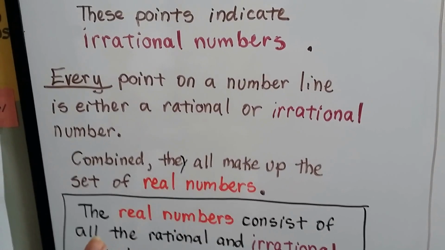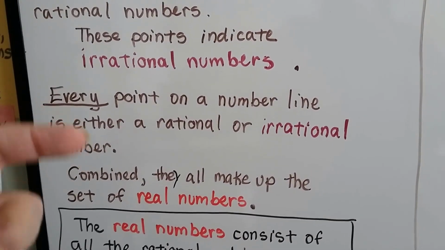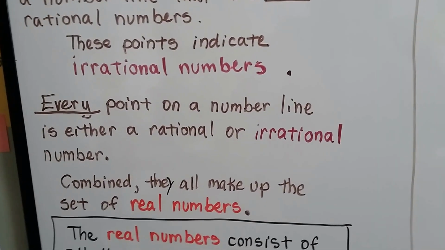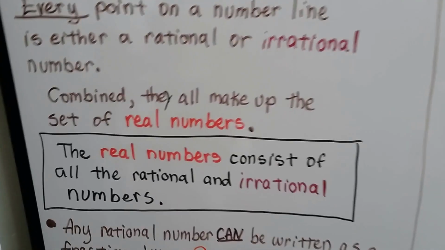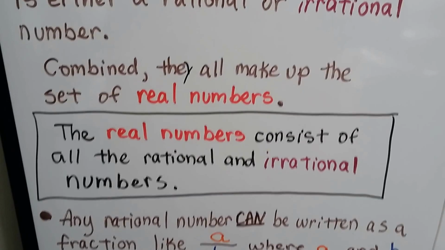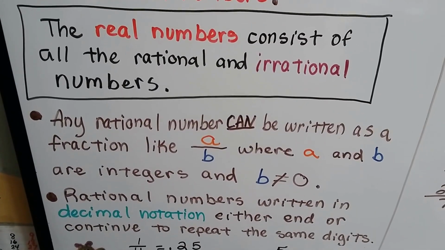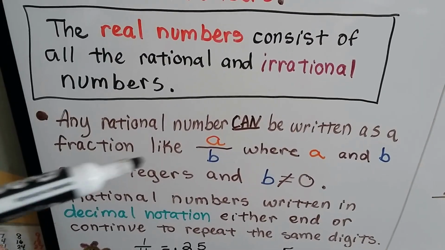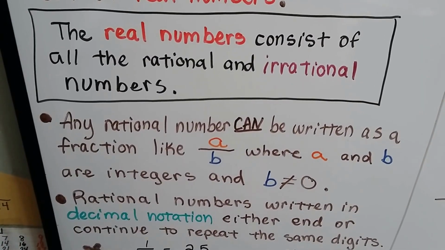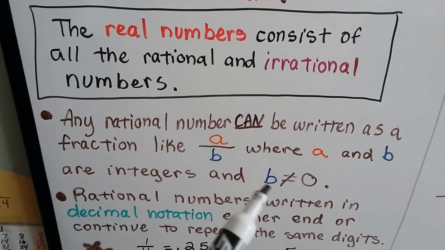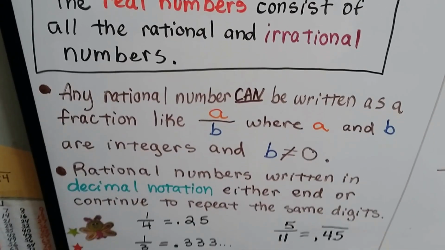Altogether, the rational and irrational numbers are all the real numbers, okay? And real numbers consist of all the rational and irrational numbers. Any rational number can be written as a fraction, like a over b, where a and b are integers, positive and negative numbers, as long as b doesn't equal 0.